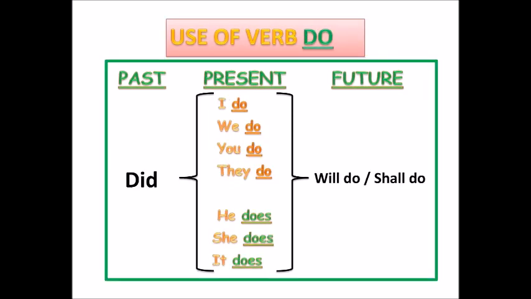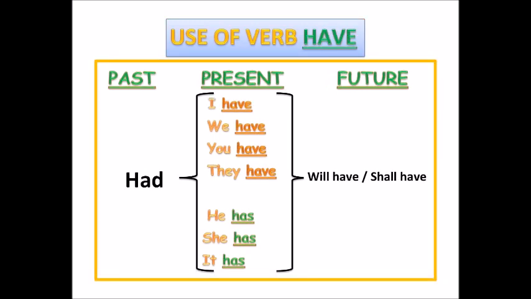Verb do becomes did with all the subjects in past tense, and it becomes will do or shall do in future tense with all the subjects. Verb have or has becomes had in past tense with all the subjects, and it becomes will have or shall have in future tense with all the subjects.